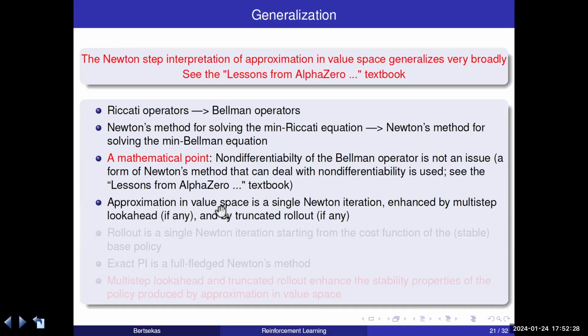In general, approximation in value space is a single Newton iteration, but enhanced by multi-step lookahead, if there is multi-step lookahead, and by truncated rollout, if any. In other words, the picture is we have a single Newton iteration, but the starting point of the Newton iteration is enhanced by good cost-to-go approximation, by multi-step lookahead, and by truncated rollout.